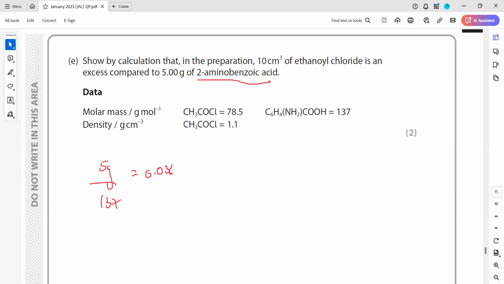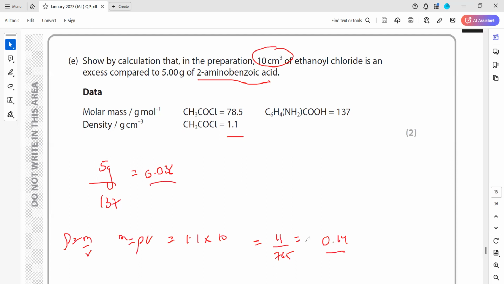And moles of ethanoyl chloride. First, we should know the mass. We have the volume and the density is 1.1. So density is mass over volume, so mass is density multiplied by volume. So 1.1 multiplied by volume 10, and then divided by the molar mass, because we need the moles. So it will be 11. So then 11 divided by 78.5 will give us the moles of ethanoyl chloride, which is 0.14.